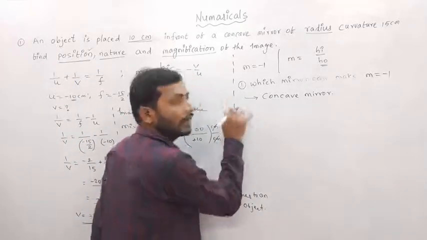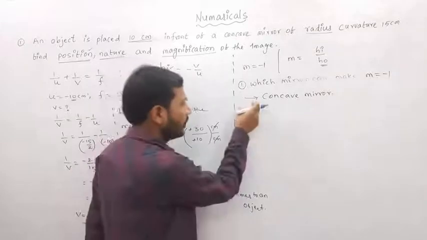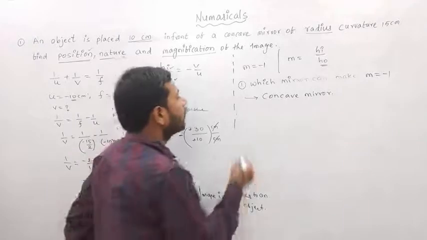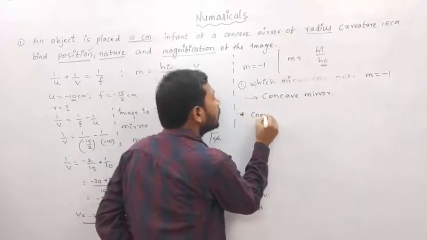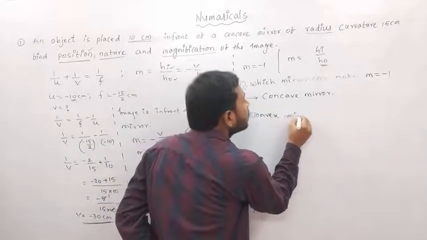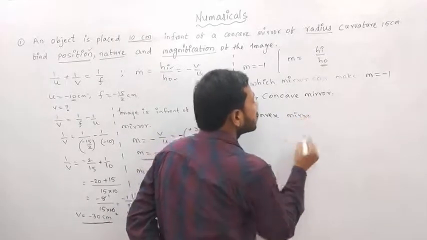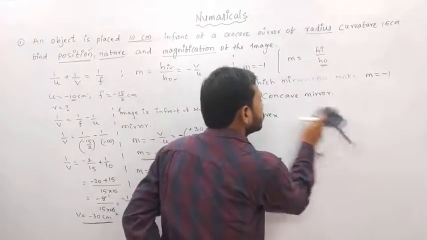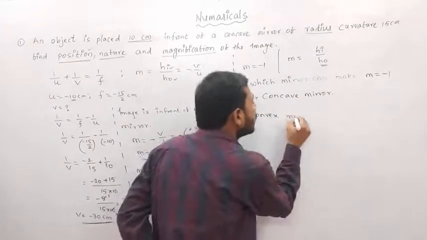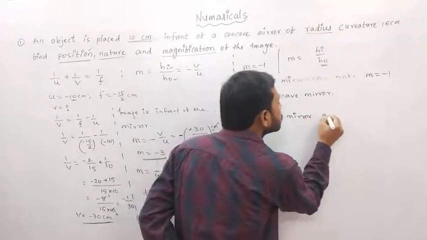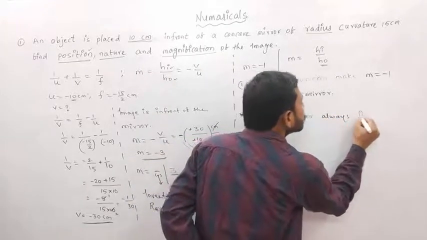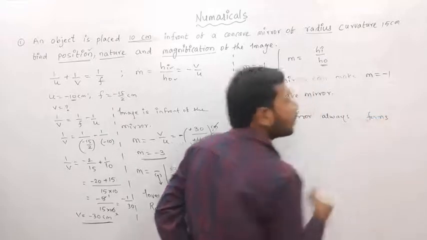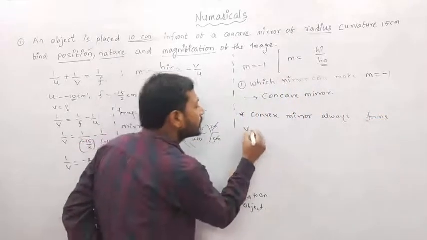Second one, I am going to say another point. I am not going to make the question answer like this because it is a very important point. You have to read these points very well. Next one I am writing: convex mirror always forms virtual image.